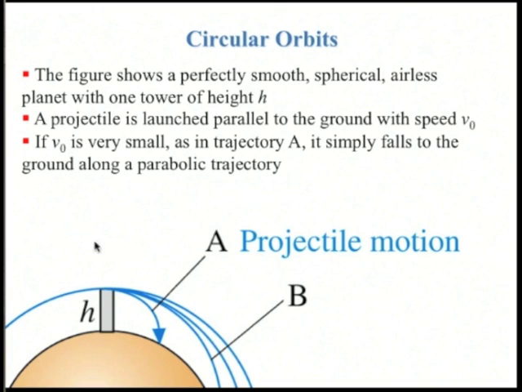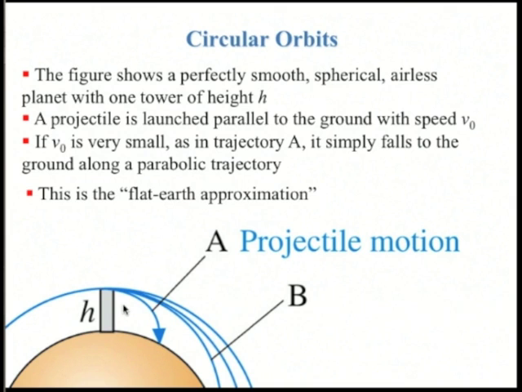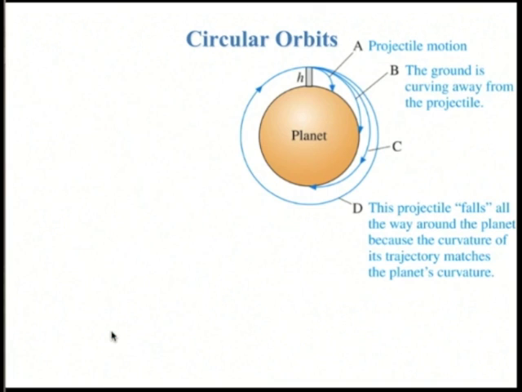if v sub 0 is small, as in trajectory A here, it simply falls to the ground along a parabolic trajectory. And this is what's called the flat Earth approximation. If you're near the tower and the projectiles are going slowly, then we can approximate the spherical planet to be about sort of flat near the tower.